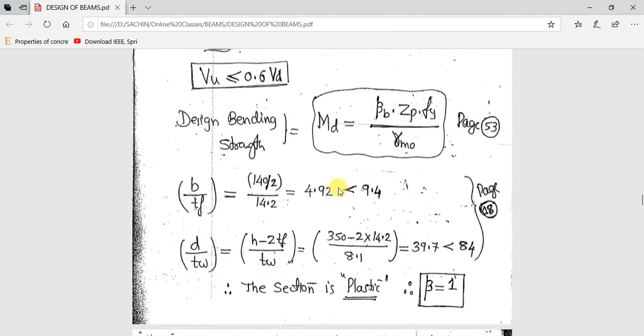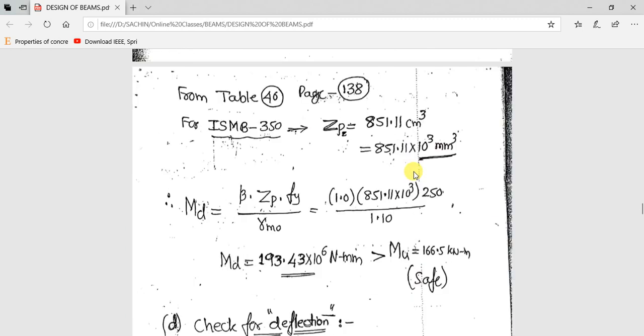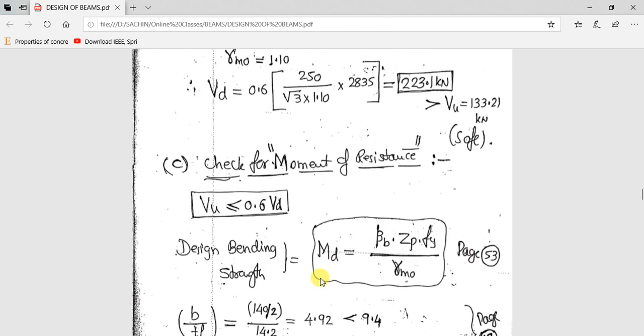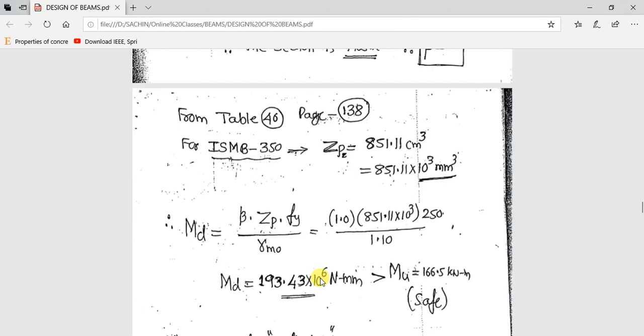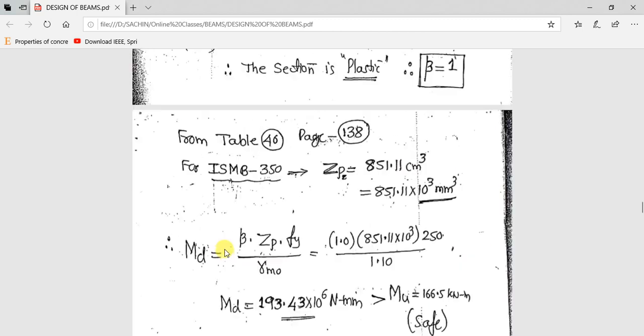If we substitute those values in this, we are aware of beta now, ZP, Fy is 250, gamma m0 is 1.10. If we substitute all those values, MD you are getting 183.43 times 10 raised to 6 Newton mm, or in other terms it is 183.43 kilonewton meter. So the maximum bending moment resistance for this particular beam is 183.43 kilonewton meter, whereas the maximum bending moment acting is 166.5 kilonewton meter. So it is safe under bending also.